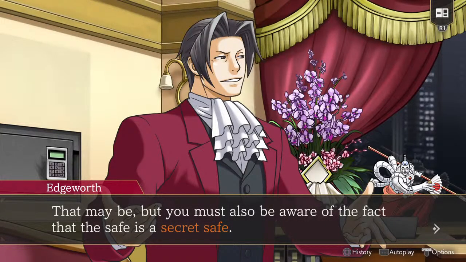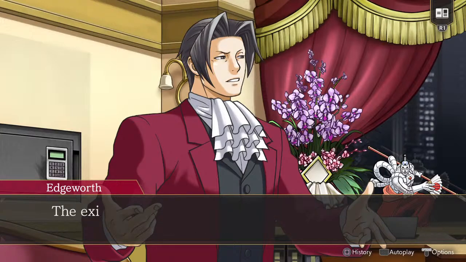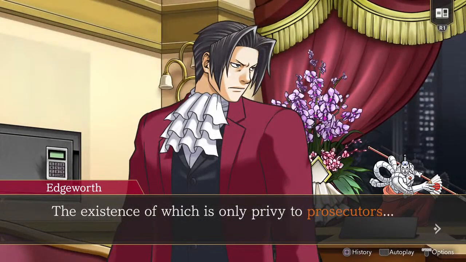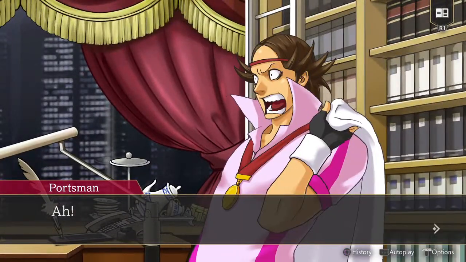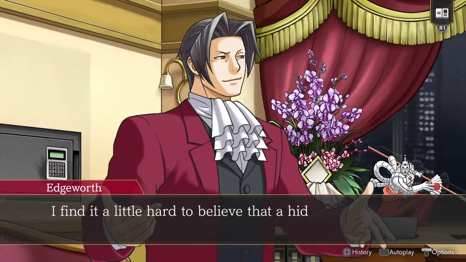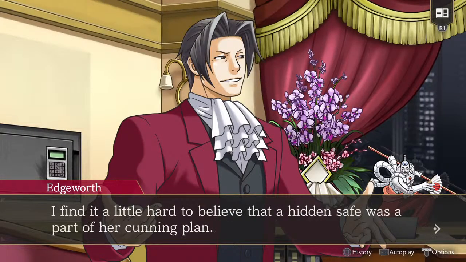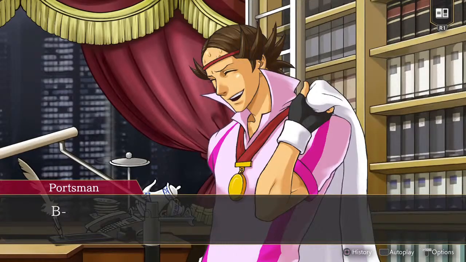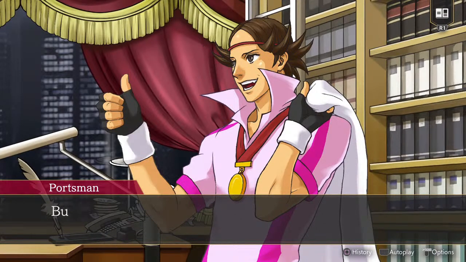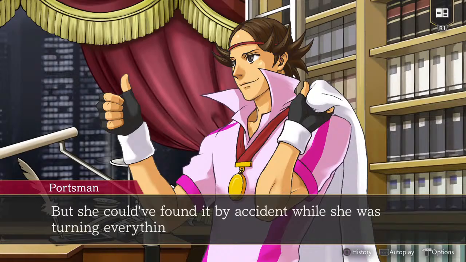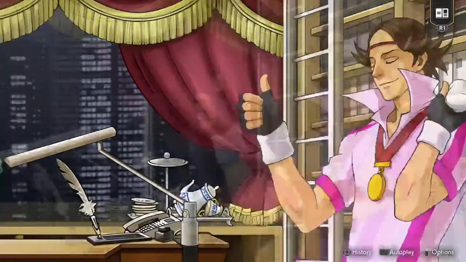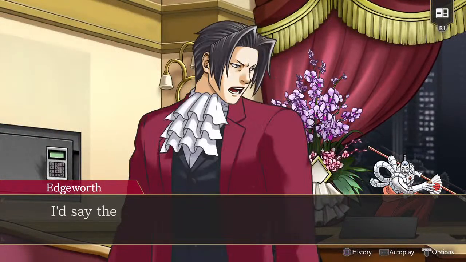I may be, but you must also be aware that the safe is a secret safe, the existence of which is only privy to prosecutors. I find it a little hard to believe that a hidden safe was part of her cunning plan. What? She could have found it by accident while she was turning everything upside down. I highly doubt that.